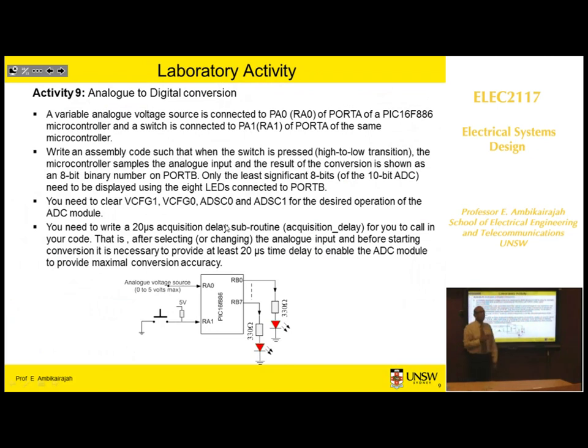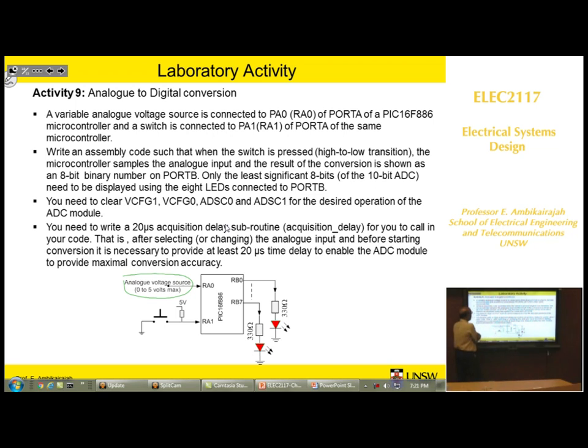Now I've got a laboratory activity. You don't need to try this out. If you have time after you submit your project, you can try it out. But it's very easy, you can write the program without even trying it out. Basically, I'm saying that here is the analog voltage source, with voltage between 0 and 5. That means you need to select the settings accordingly. It's connected to RA0. And I have a switch connected to RA1.